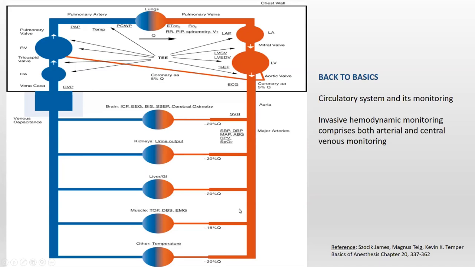So an arterial line would provide us data on this side of our circulatory system. It could give us information on our systolic pressures, our MAPs, ABGs, and SpO2. A PA catheter could add to this information and give us CVPs, pulmonary artery pressure, pulmonary capillary wedge pressure, and the dynamics of all this data together can help us determine what's going on.